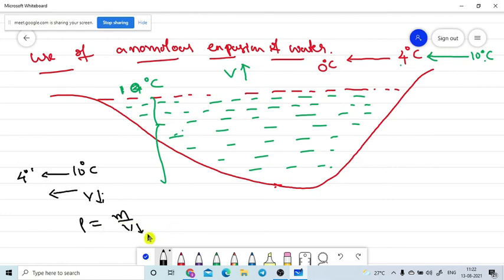So as volume decreases, density will also increase. Density will increase up to 4 degrees Celsius. Up to 4 degrees Celsius, what is happening?